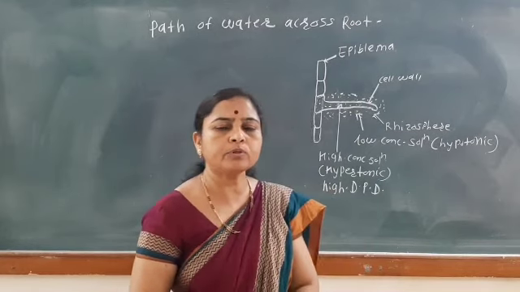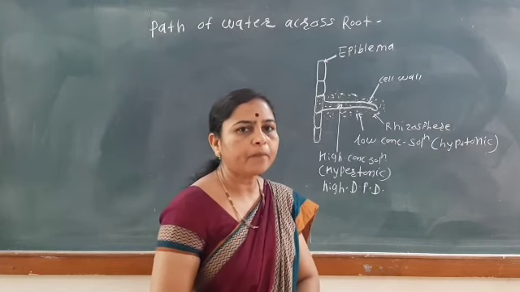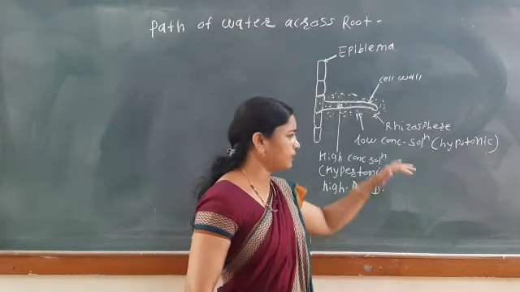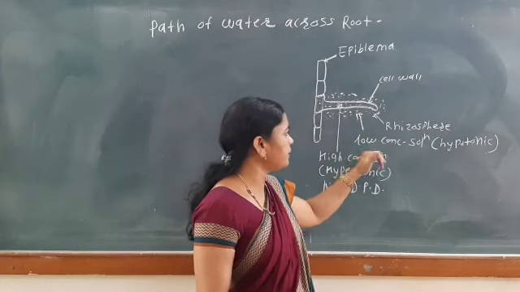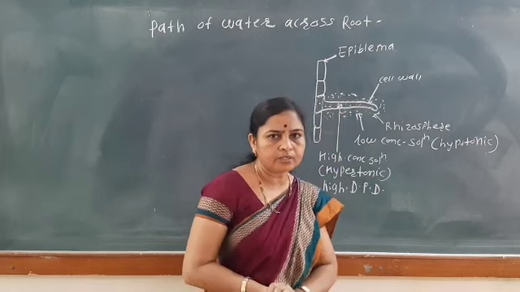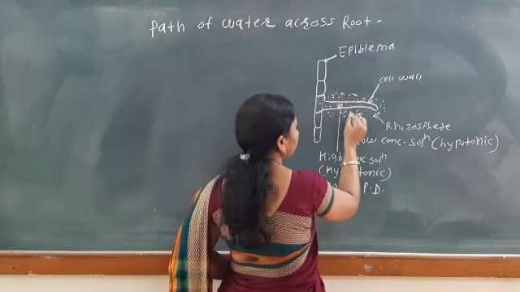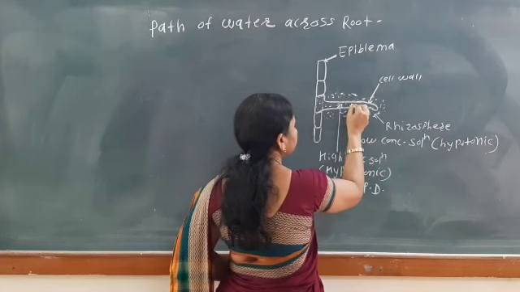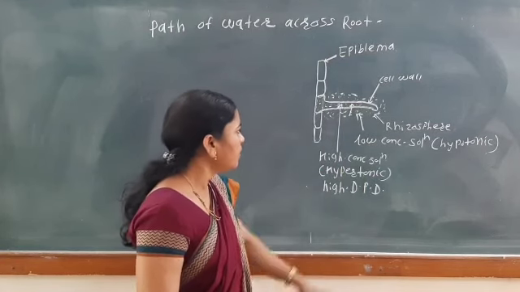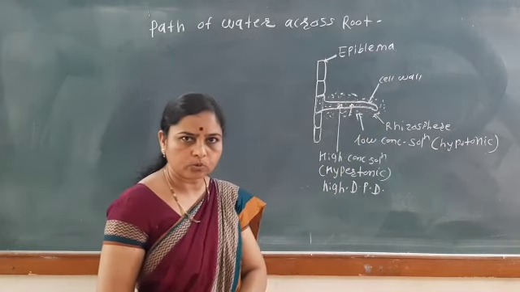So we have seen the process of osmosis. Osmosis means the movement of the solvent, that is the movement of the water, takes place from the low concentration of the solution to the higher concentration of the solution. So here the water moves inside the cell, from the low concentration of solution to the higher concentration of solution.